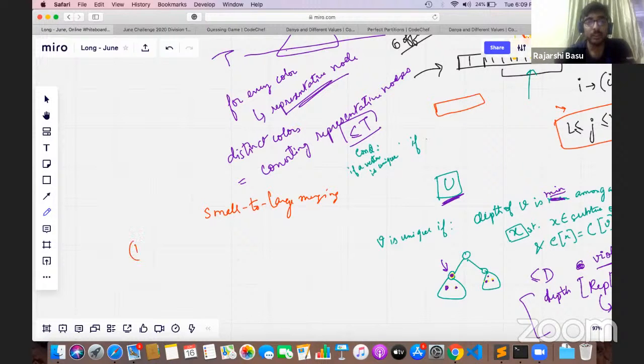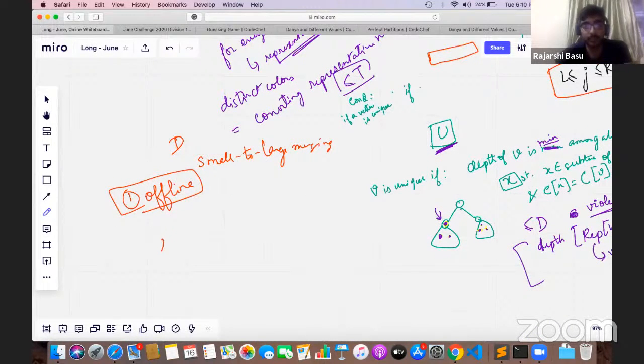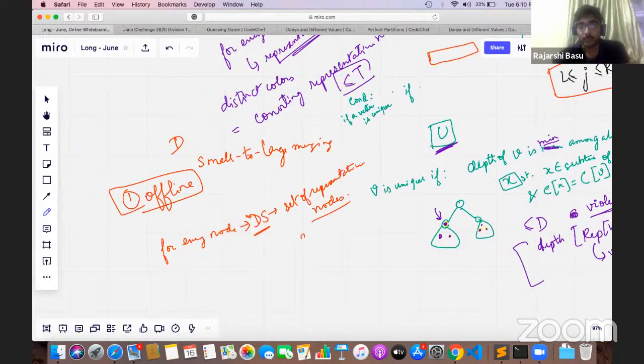First, just to make it simple, we will not consider the online case. We will do everything offline, and we will assume that we know at each node what the depth is and what value of D we have to answer for, and we solve it offline. What do we do for every node? We maintain this DS, a data structure, which stores the set of representative nodes, sorted by depth.